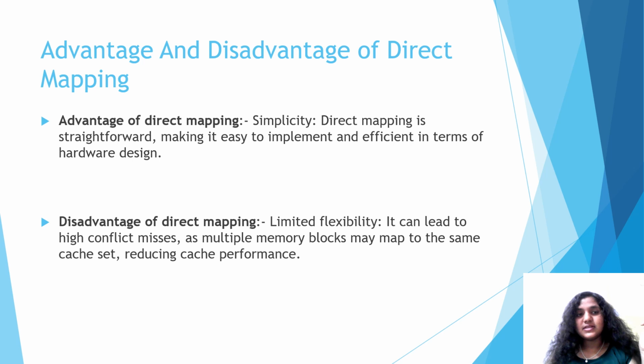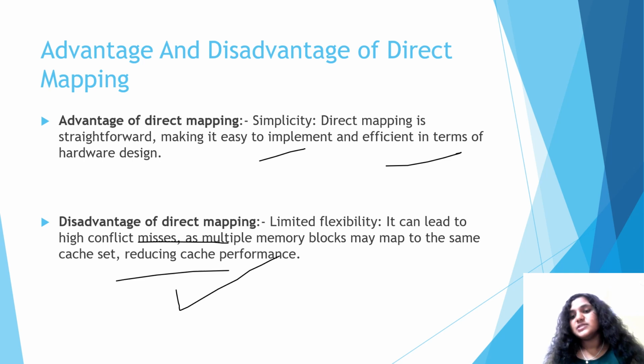We have already seen the advantages and disadvantages of the mapping functions, but still let us go through the overview. The advantage is simplicity. Direct mapping is straightforward, making it easy, right? It is very simple and efficient in terms of hardware design. And the disadvantage is limited flexibility. It can lead to high conflict misses, as multiple memory blocks may map to the same cache set, reducing cache performance.